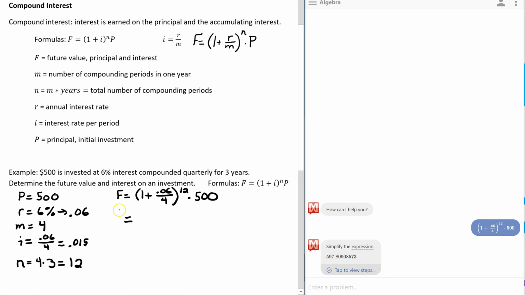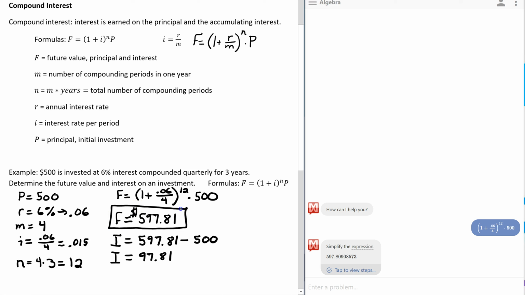Our future value after 3 years is $597.81. From here, we can determine that the interest earned is that future value, $597.81, subtracting out the initial investment of 500 for a total interest of $97.81. So our future value at the end of 3 years will be a total balance of $597.81, meaning that the interest earned on this account is $97.81.